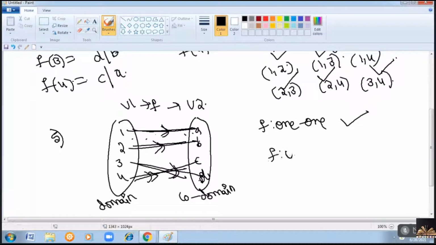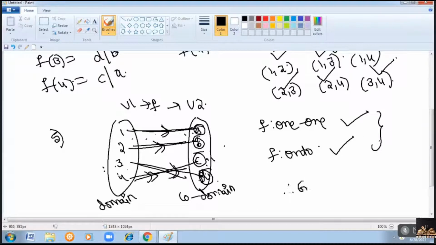Next, check whether it is an onto function or not. What is an onto function? All the elements in the codomain should be mapped with elements in the domain. No element in the codomain should be left without mapping. Clear? So when you observe here, every element in the codomain has a mapping with the elements in the domain. All the A, B, C, D elements are connected with some elements in the domain. Therefore, you can say that f is also onto. That means f is a bijective function.